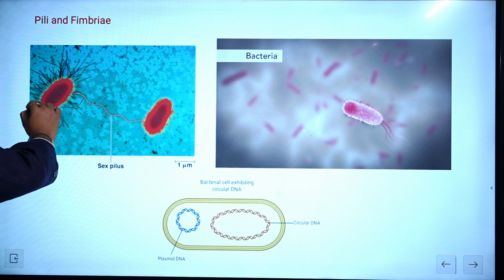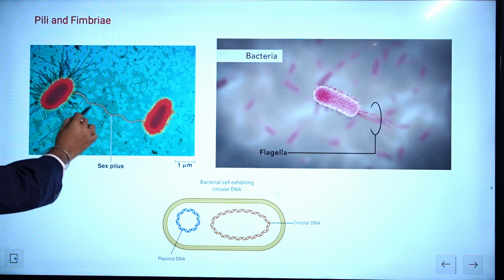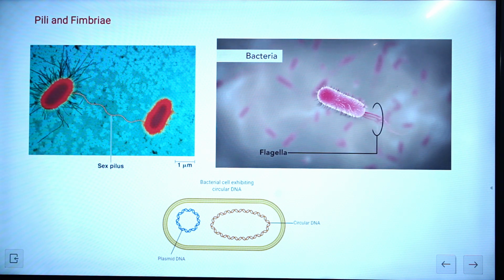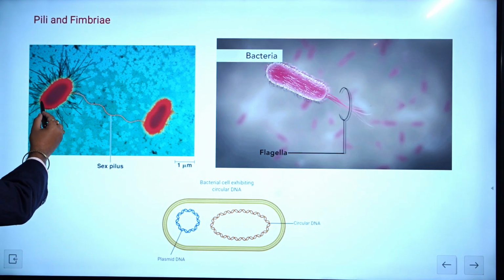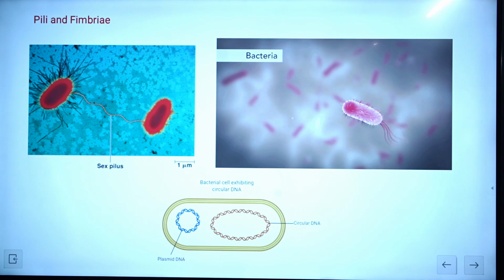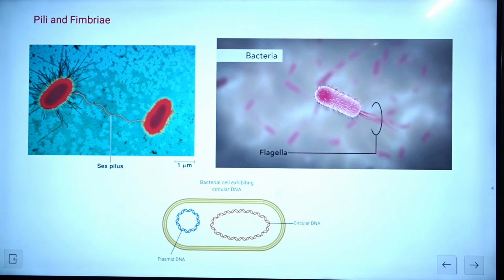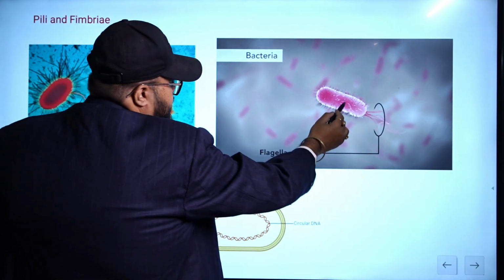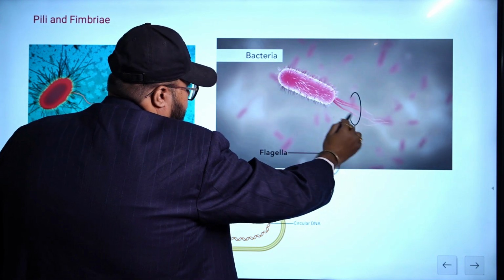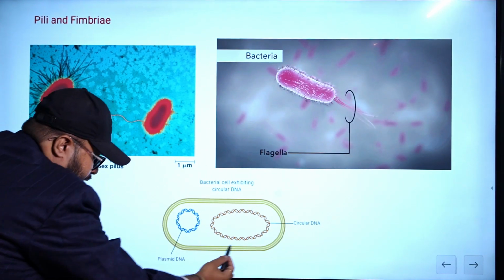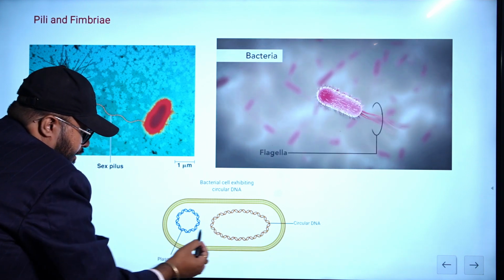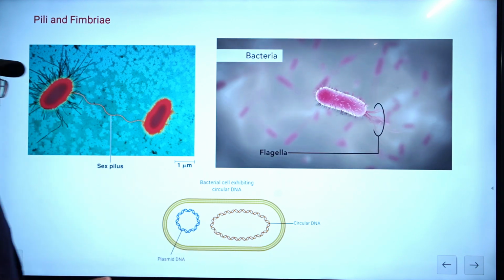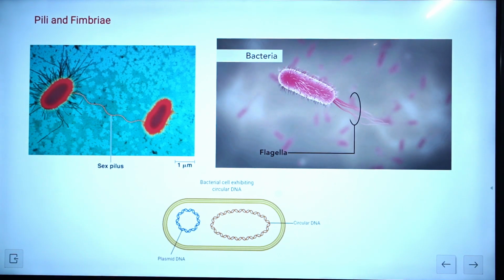These are the fimbriae. This is the sex pilus that facilitates the transfer of genetic material from the donor to the recipient bacterial cell by a process called conjugation. These are the fimbriae and these are the flagella. This is a bacterial cell. This is the main DNA or the chromosomal DNA, and this is the extra chromosomal DNA known as plasmid.